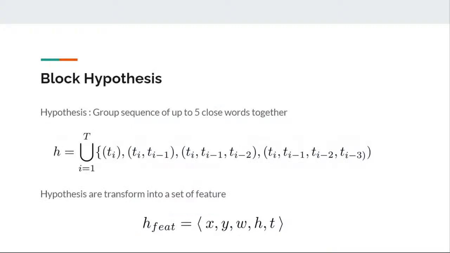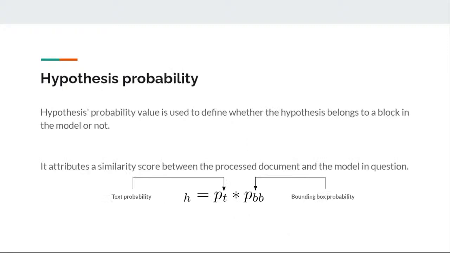With the result from Tesseract, we group sequences of up to 5 close words together and call it a block hypothesis. Then all hypotheses are transformed into a set of features following the tuple, with T being the word and the other elements representing the word's bounding box. Hypothesis probability value is used to define whether the hypothesis belongs to a block in the model. It attributes a similarity score between the processed document and the model in question. We calculate the hypothesis probability for each block as in this equation right here.